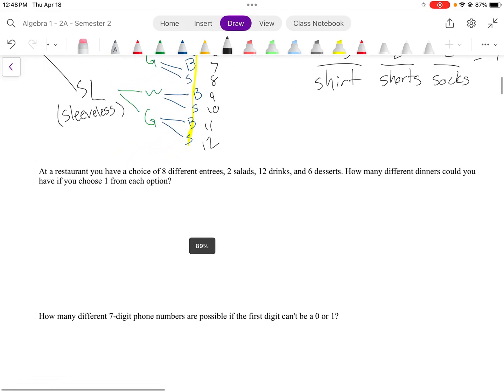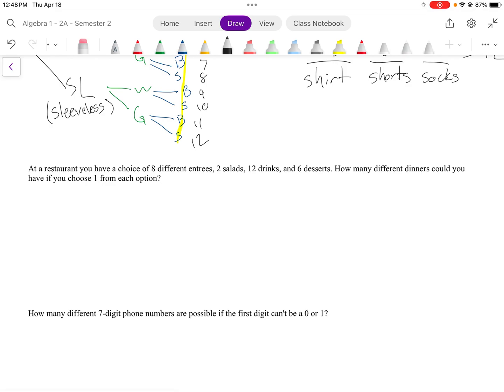Okay? Because in this next problem, we're at a restaurant where you have 8 different choices of entrees. You have 2 salads, 12 drinks, and 6 desserts to pick from. And it says, how many different dinners could you have if you choose one from each option? Well, I'm going to start with a blank for entrees, a blank for salads, a blank for drinks, and a blank for desserts.